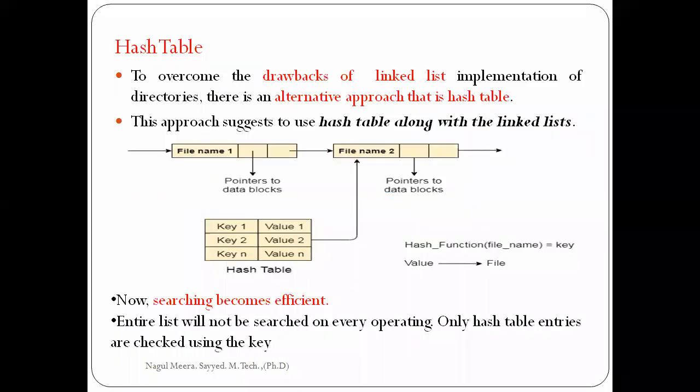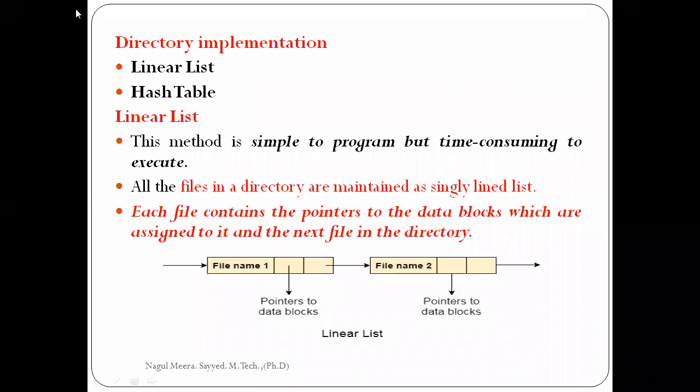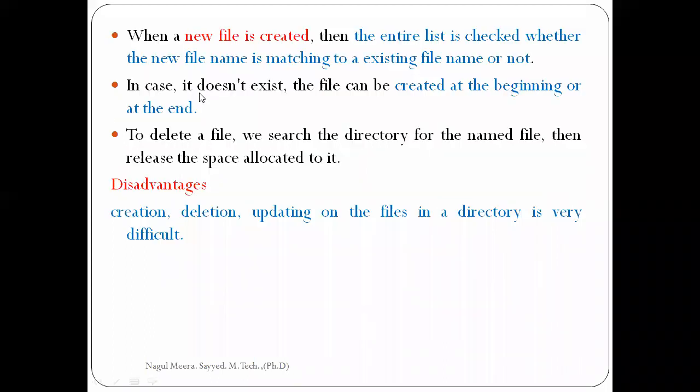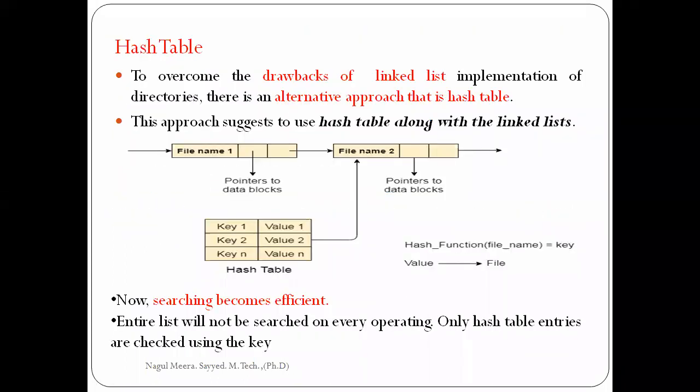Okay, now coming to our hash table implementation, our second one. Direct implementation, linear list is completed. What is the meaning of hash table implementation? The main advantage of this hash table implementation is to overcome the drawbacks of the previous implementation, that is linked list implementation. So what is the major drawback of our previous implementation?